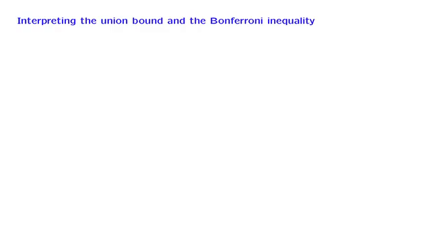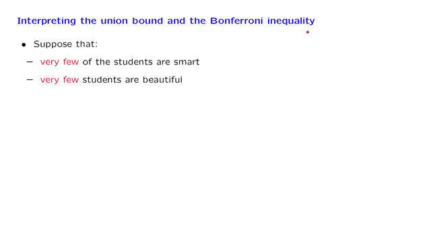In this segment we will discuss a little bit the union bound and then discuss a counterpart which is known as the Bonferroni inequality. Let us start with a story. Suppose that we have a number of students in some class and we have a set of students that are smart. Let's call that set A1. So this is the set of smart students.